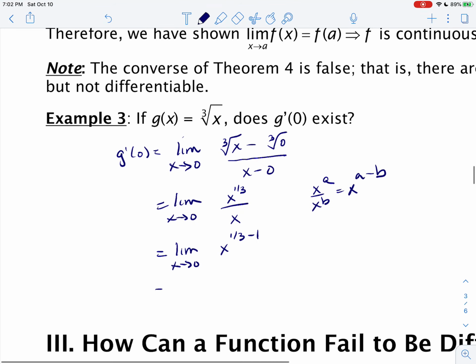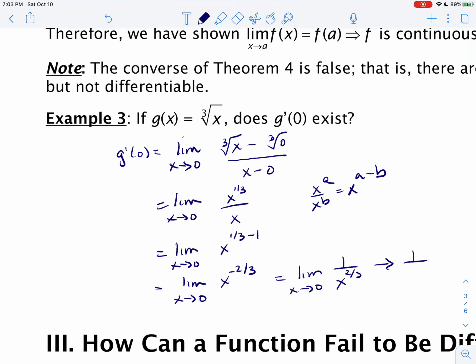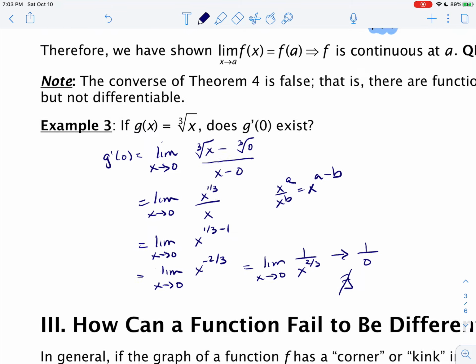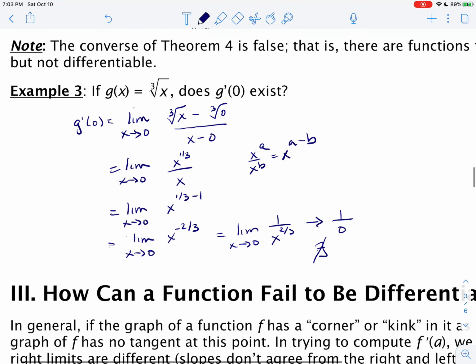That's an exponent rule. And I see that this is the limit as x goes to 0 of x to the minus 2/3, which is the limit as x goes to 0 of 1 over x to the 2/3. And if I plug in 0, I get 1 over 0, and that does not exist, right? So our function there is not differentiable at x equal to 0. It has a vertical tangent because we have a divide by 0.